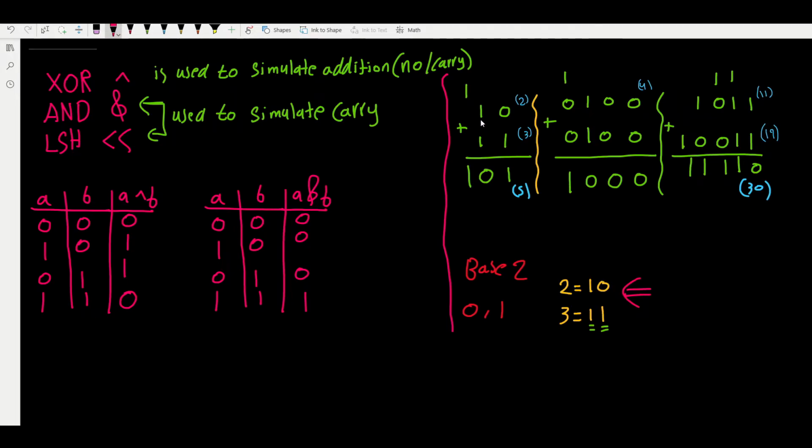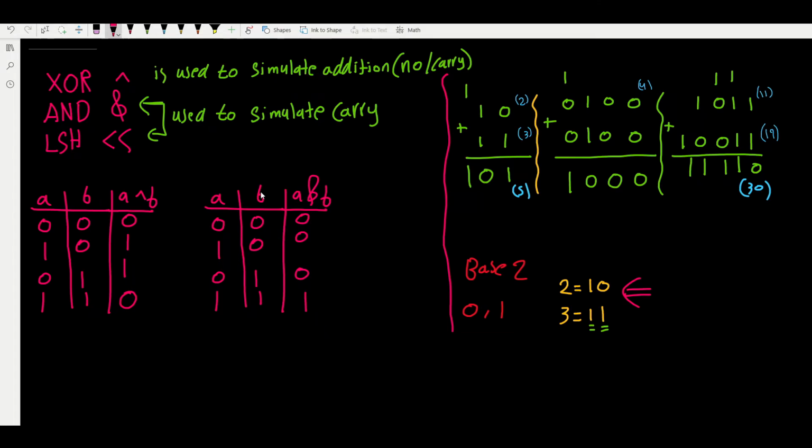And now when we added these, look at this here. 1 plus 1, we said it is a 2, we put the 0 and we carried the 1. And that's why we said exclusive OR is used to simulate addition with no carry. This will only give us the 0, but it will not give us the carry. So that's why exclusive OR is used to simulate addition with no carry.